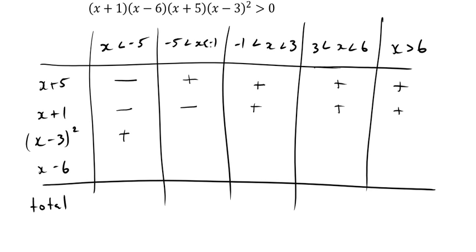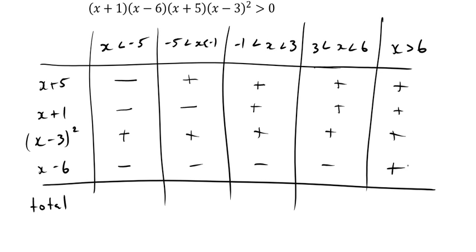Yes, of course. Okay, and this one's going to be positive, positive, positive, positive, because no matter what, I'm going to square it and it's going to become positive. And then in this one, if it's a big negative number, this is negative. If it's between negative 5 and negative 1, negative, negative, negative. And then x greater than 6, that's going to be positive. So 7 minus 6 is still positive.